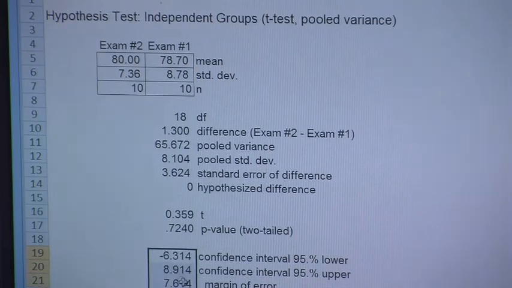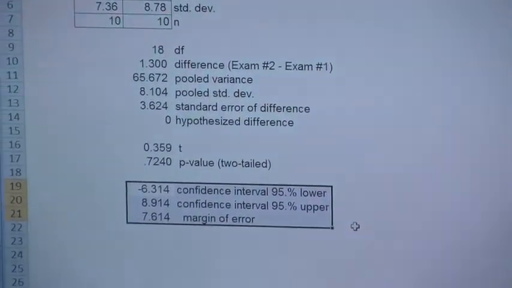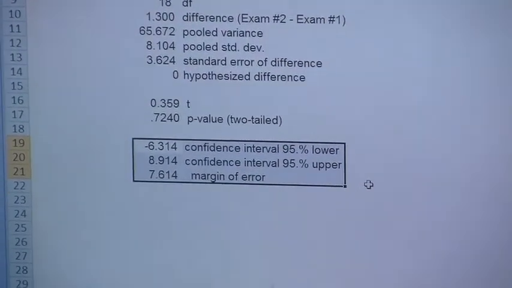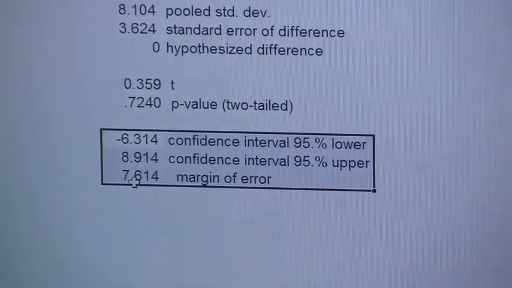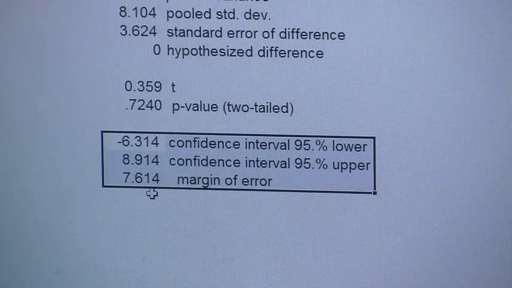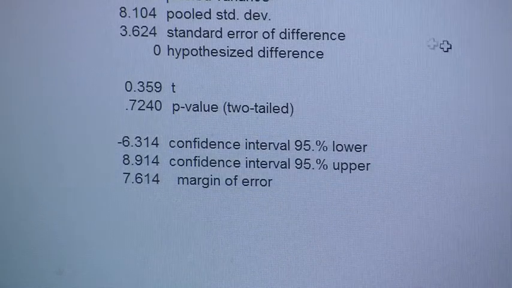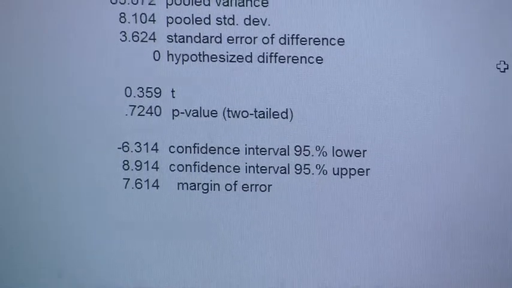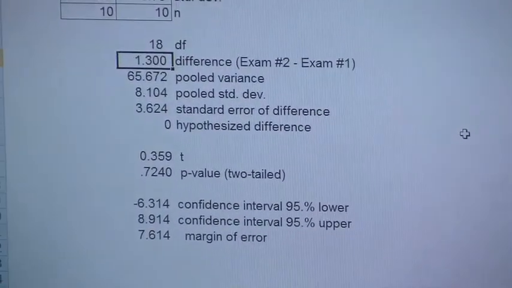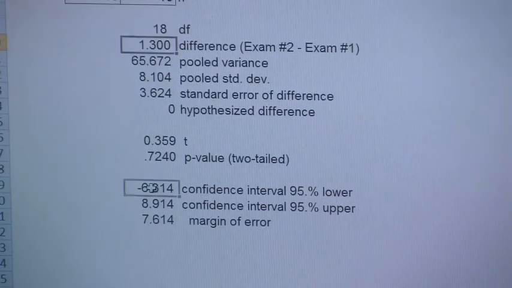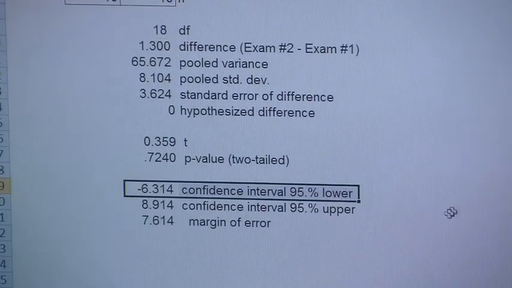Again, trying to develop your ability to bring in managerial insight, we see that the calculation for the margin of error is 7.614. So if we were to take our observed difference of 1.3 and subtract our margin of error, that gives us our lower bound of negative 6.3.